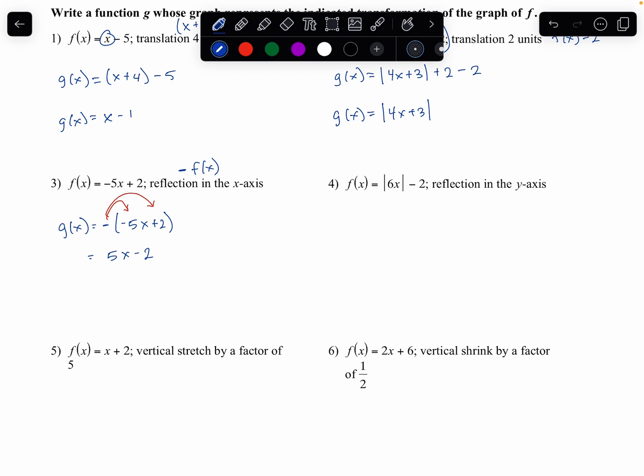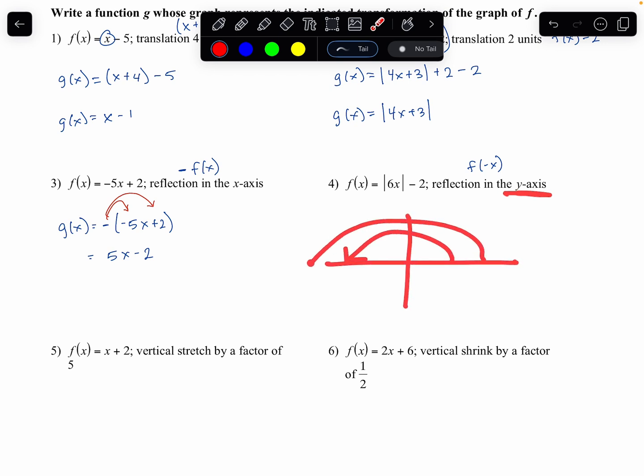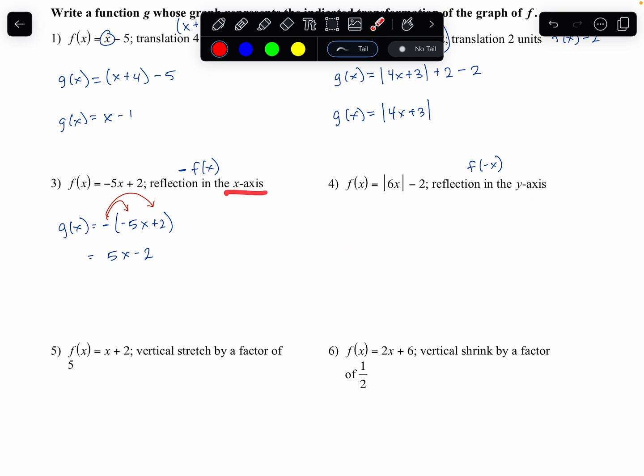A reflection in the y-axis. The rule for that is f of negative x. Because it's a reflection in the y-axis, we want to flip all the x coordinates of the function, as opposed to the x-axis where we're trying to flip all the y coordinates of the function. So a reflection in the y-axis will mirror it across the y-axis, flipping all the x coordinates. So I just want to multiply x by a negative.